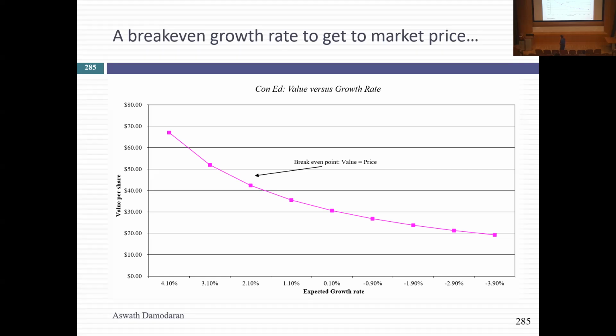So let's stop there. When we continue next, we're going to start by valuing the S&P 500 and then value a bunch of companies, again, using the same mechanics.